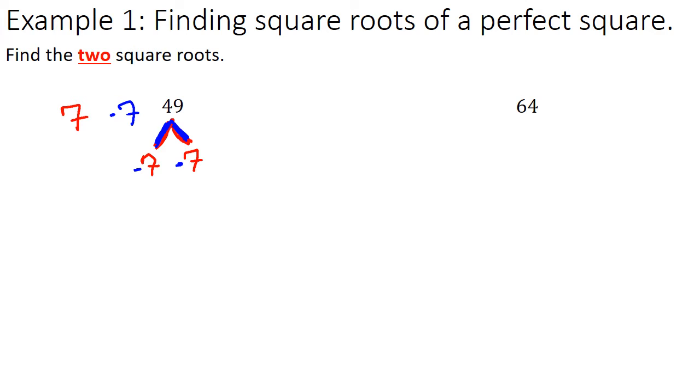As I come over here and look at 64, I ask myself what number multiplied by itself is going to give me 64, and I know that 8 times 8 is going to give me 64, so I know that one of my square roots is going to be 8, and my other square root is going to be negative 8.